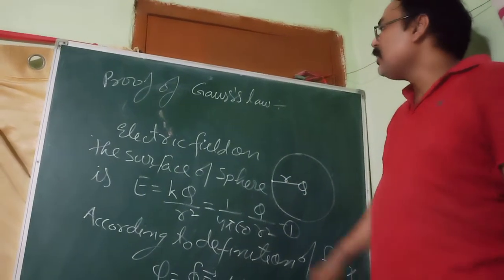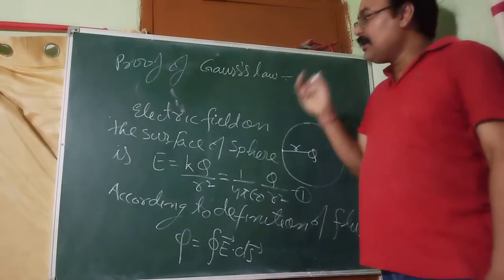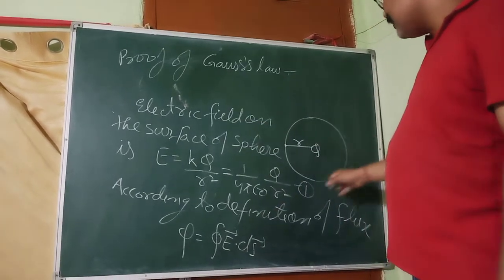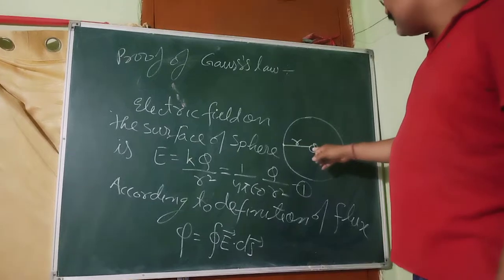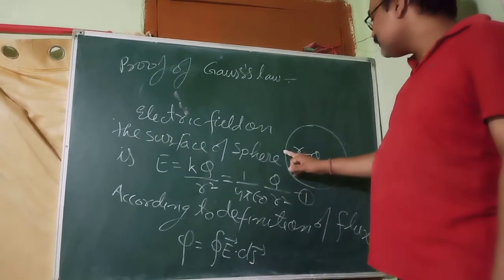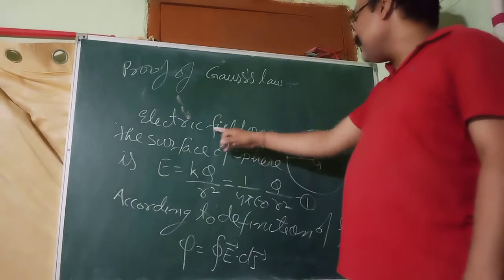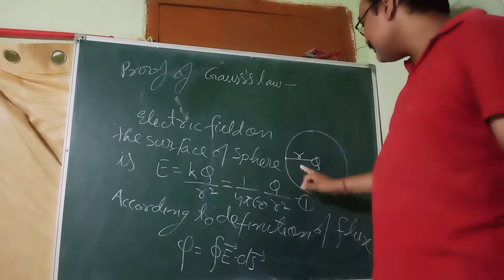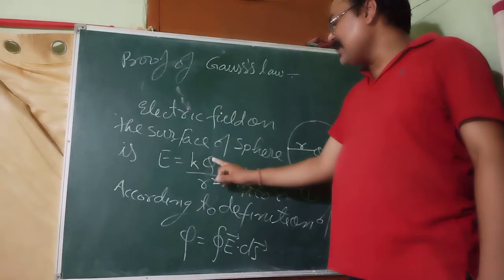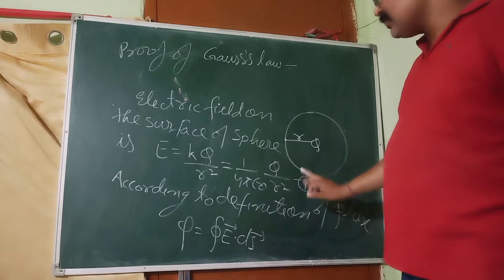Now we are going to prove this, the proof of Gauss law. That is the next topic. So what we have done? We have taken a sphere of radius r. At the center of the sphere a charge q is placed. Now, what will be the electric field on the surface of this sphere due to this charge? This is a point charge and the distance is r, so straight away we can write E is equal to kq upon r square, where k is 1 upon 4 pi epsilon naught. That is our electric field.